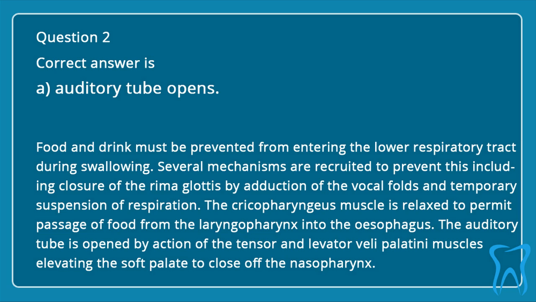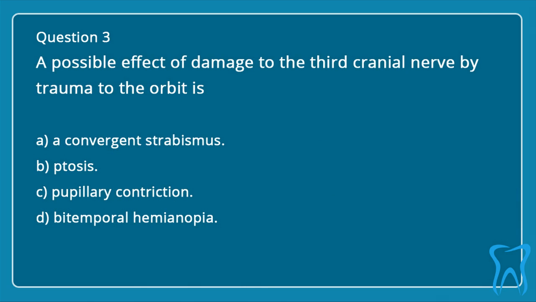Auditory tube opens. Food and drink must be prevented from entering the lower respiratory tract during swallowing. Several mechanisms are recruited to prevent this, including closure of the rima glottidis by adduction of the vocal folds and temporary suspension of respiration. The cricopharyngeus muscle is relaxed to permit passage of food from the laryngopharynx into the esophagus. The auditory tube is opened by action of the tensor and levator veli palatini muscles, elevating the soft palate to close off the nasopharynx.